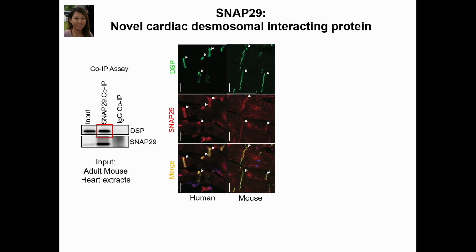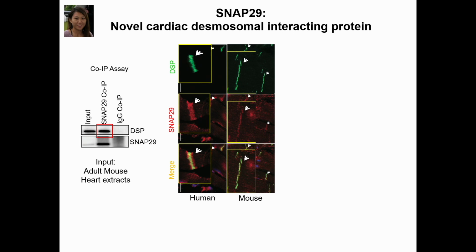So you can see through this co-IP assay, when we pull down with SNAP29, we can pull down desmoplakin. We also looked at human heart sections via immunofluorescence, and you can see that SNAP29 is localized to the cell-cell junction alongside DSP, and you can see this merge, and this was also found in the mouse heart. And so this is the localization of SNAP29 at the cell-cell junction.